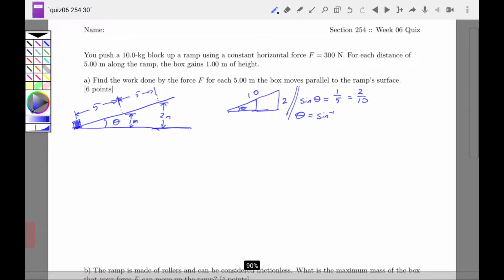Let me shrink that back. Get my calculator out. 1 divided by 5, inverse sine. 11.537 degrees. And now we want to calculate the work done by the force F for each 5 meters that the block goes along the incline.